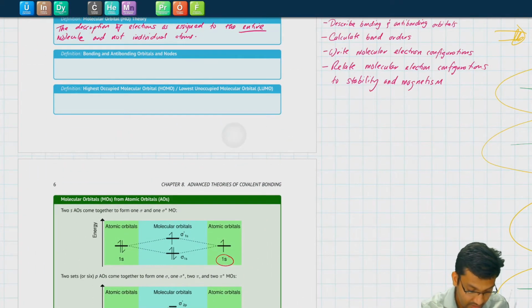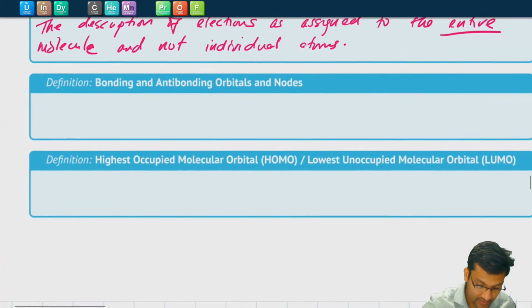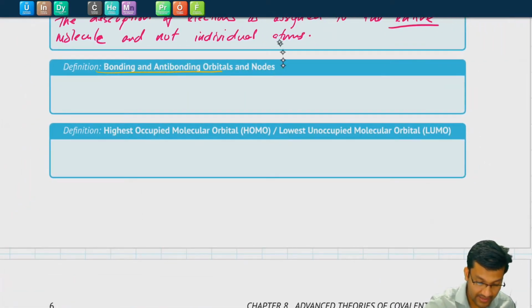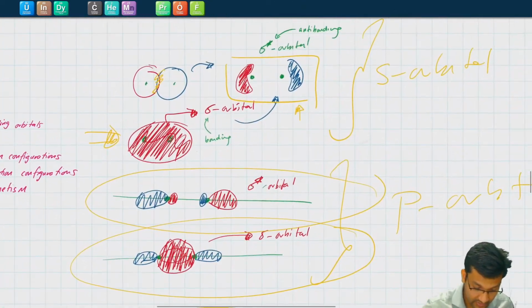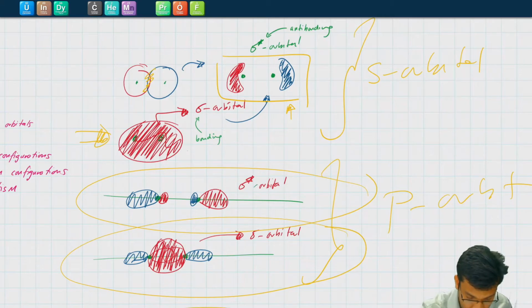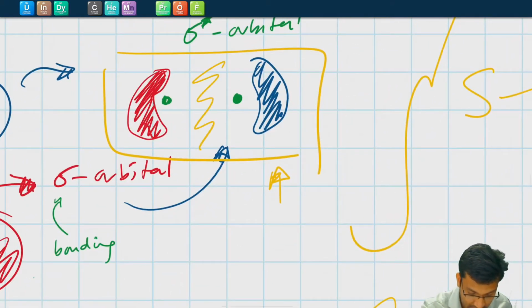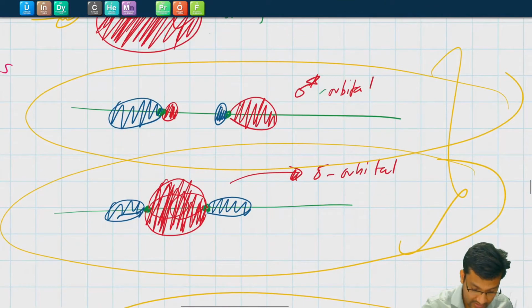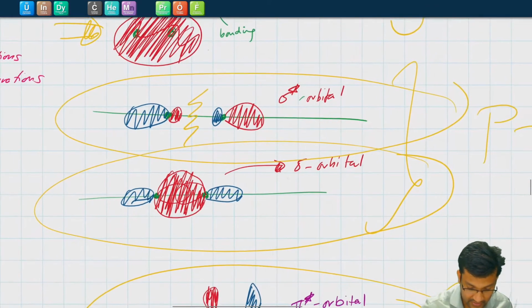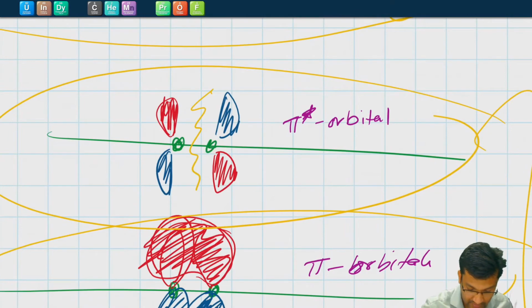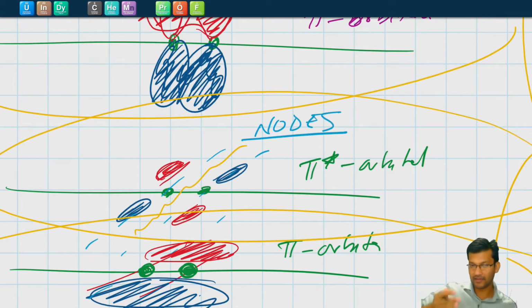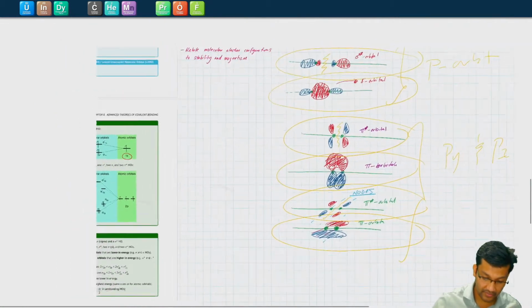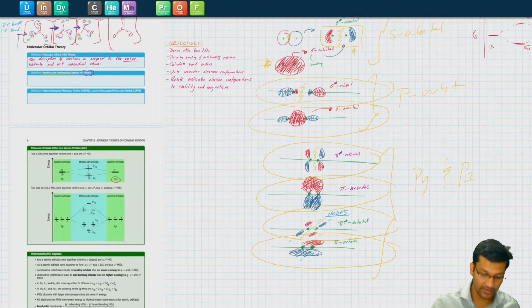Okay, so for bonding and antibonding orbitals, we went over that. And then let's just mention briefly what nodes are. In all of these antibonding orbitals, you'll notice that there's an empty space. Let me zoom in. There's an empty space in the middle. This is a sigma star. There's an empty space there, in the middle there, and there's also an empty space in the middle here. Those are the nodes. The nodes are the space in between the atoms for antibonding orbitals where there are no electrons.